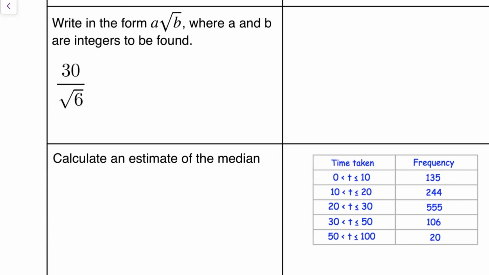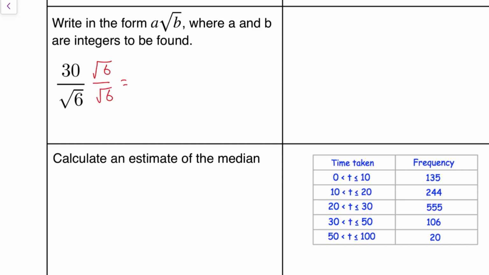Next question. Write in the form A root B where A and B are integers to be found. Okay, so this is just a standard: do you know how to rationalise the denominator? Now, the rule is if you have a plus or a minus on the bottom, you have to do the negative of that. In this case, it's just a surd.